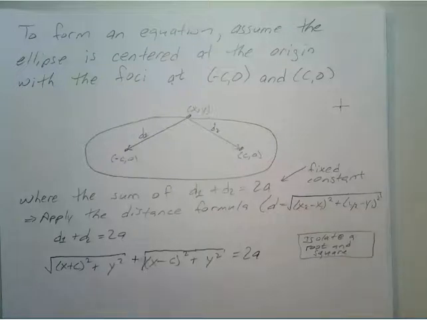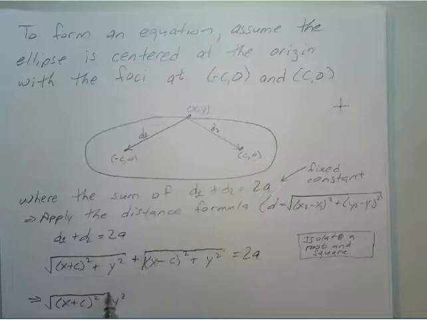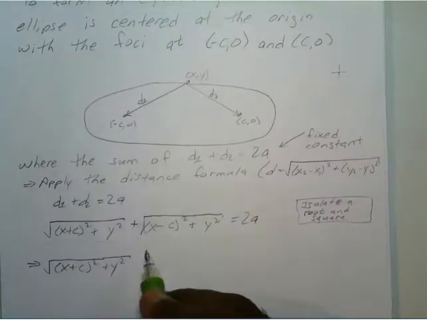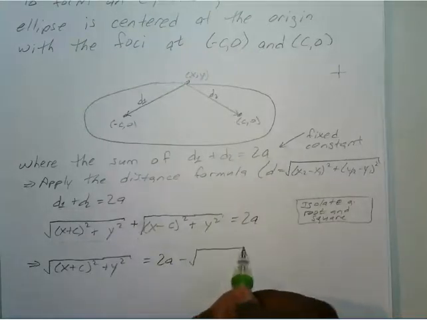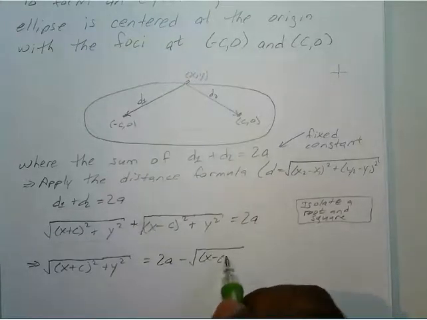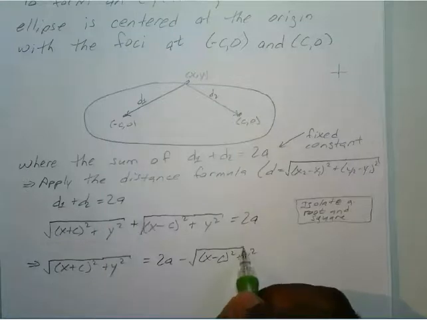All right, so let's say we isolate this one. We can pick either one, but we're going to isolate this one, which means we have to subtract this from both sides. So we subtract the square root of (x minus c) squared plus y squared on both sides. And if we do that, we should get the square root of (x plus c) squared plus y squared equals 2a minus the square root of (x minus c) squared plus y squared.